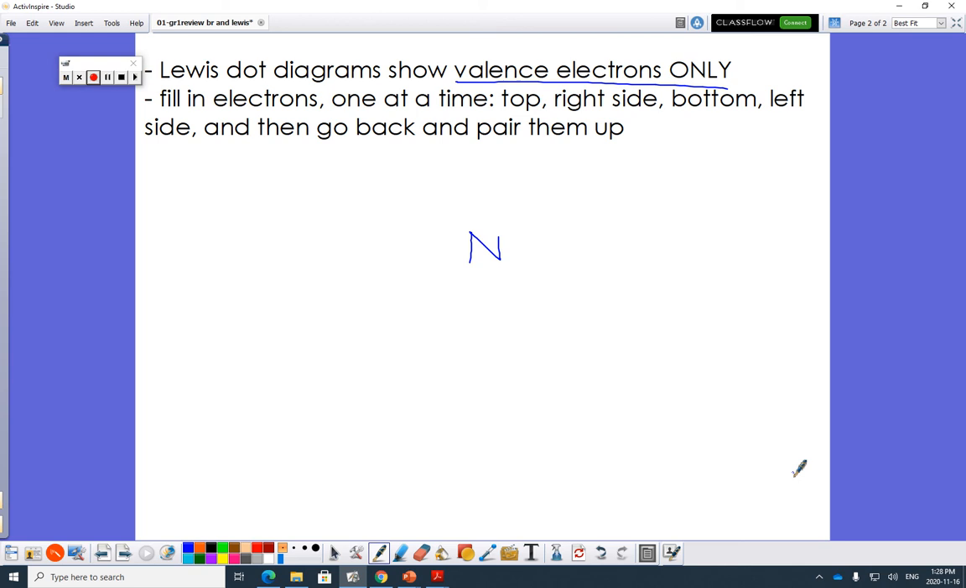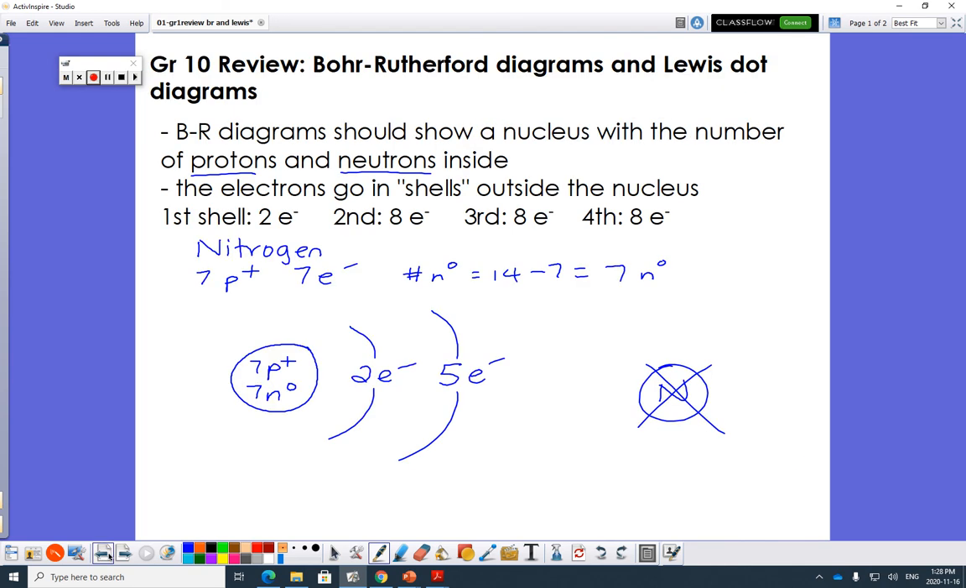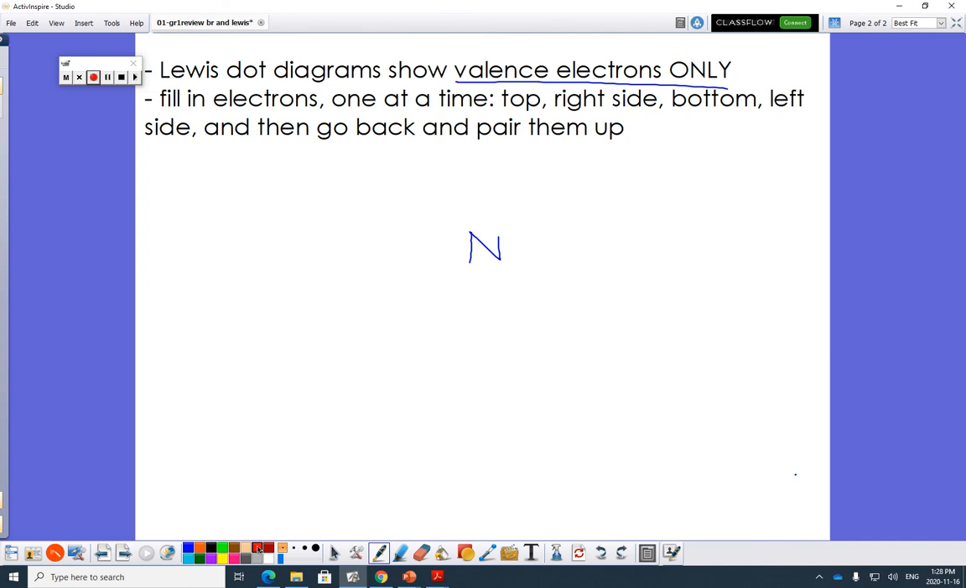So let's say we do nitrogen. Back here, nitrogen has 5. Oh, if you forget what valence is, those are the outer ones, right? Or the last shell, okay? So it has 5. So you don't do this, right? No, okay? What we're trying to show is how they are actually arranged.